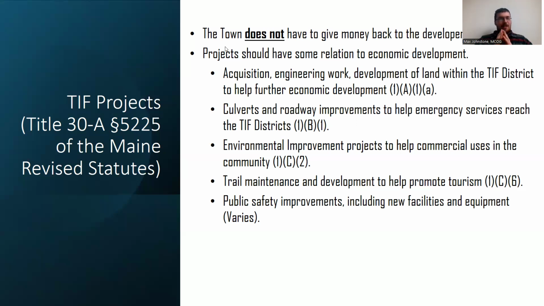Now, what is important is that the money goes back to projects that have some relation to economic development. Well, why am I talking about that in resiliency? Because that is a huge impact to Maine's economy, and that is what we are trying to preserve. So acquisition, engineering work, and development of land in a TIF district to further economic development, that can include making a parcel that is in the TIF district account for sea level rise or storm surges or any other impacts such as wildfires. Culverts and roadways improvements to help emergency services reach TIF districts.